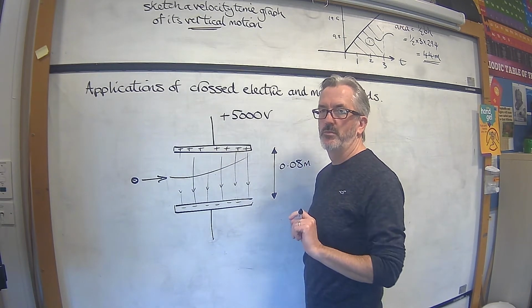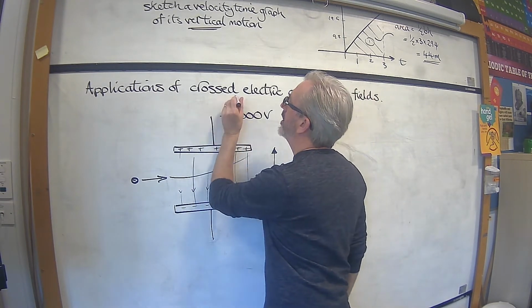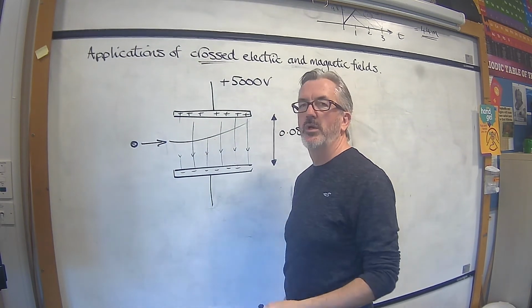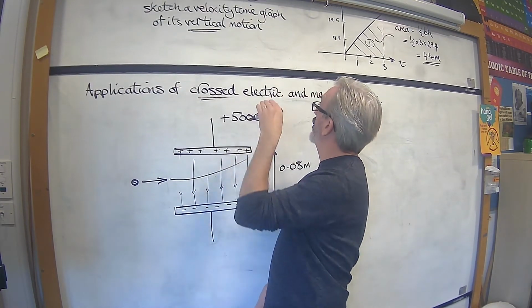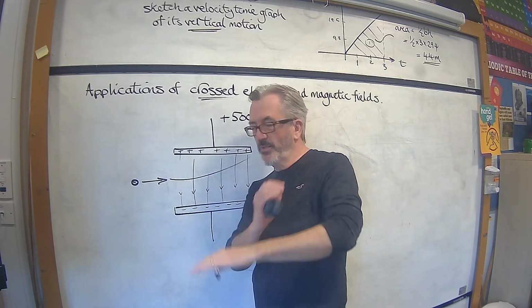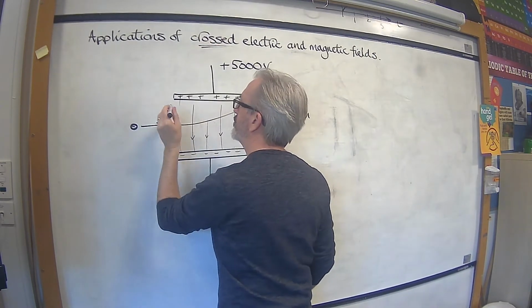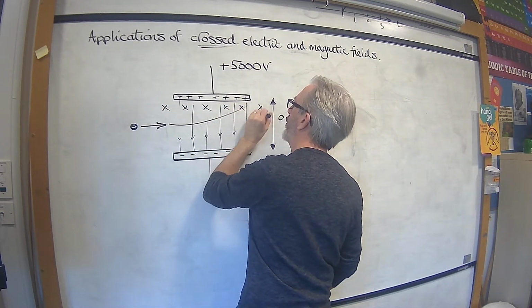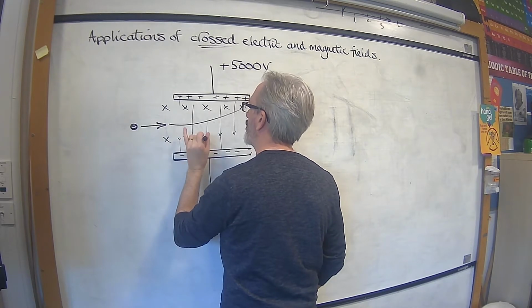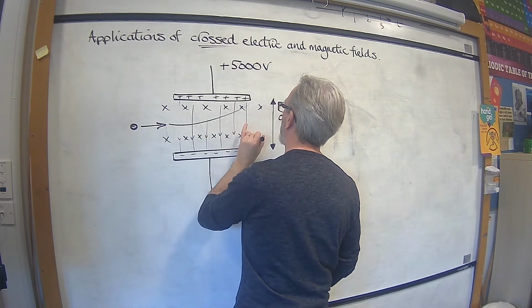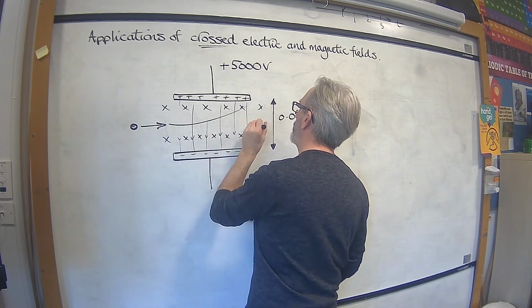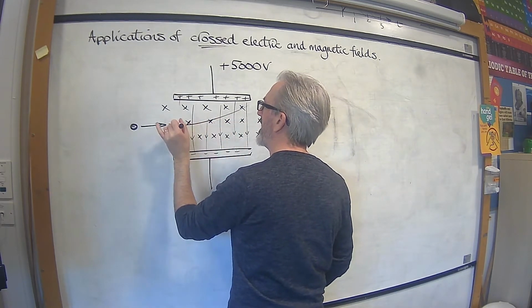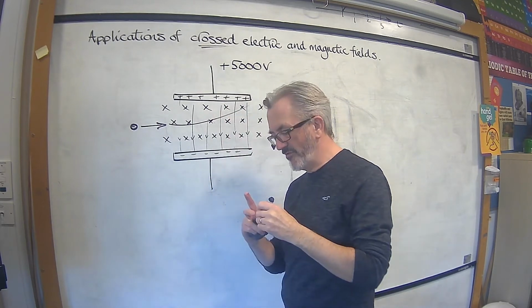Now, what happens if we put a magnetic field in as well? Now, the magnetic field is going to be crossed with the electric field. They're going to be perpendicular to each other. So I'm going to draw my magnetic field acting into the board. Remember, crosses indicate a magnetic field going into the board. Which way would my electron experience a force?